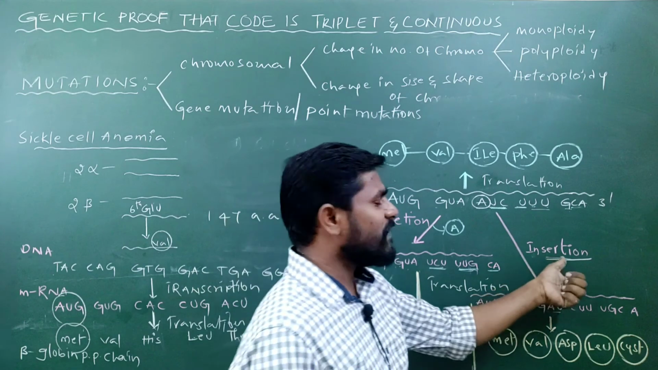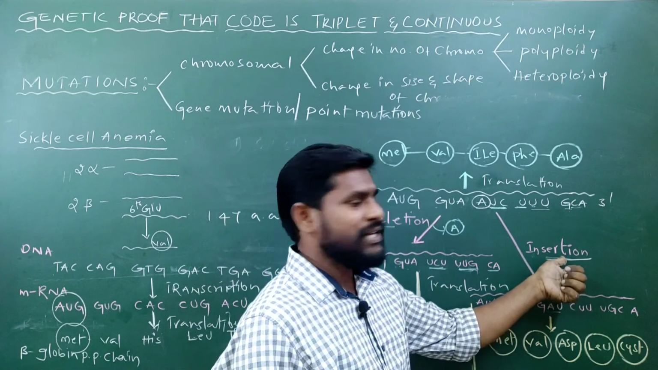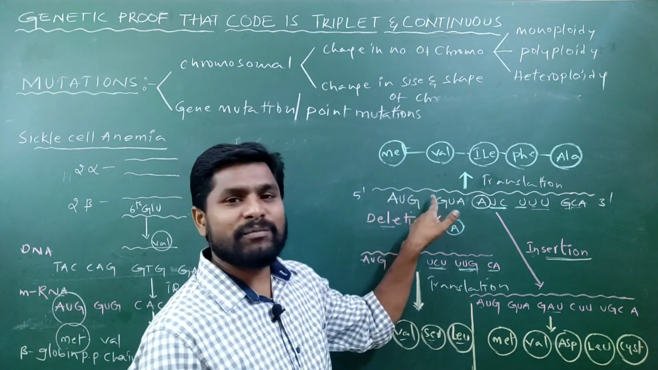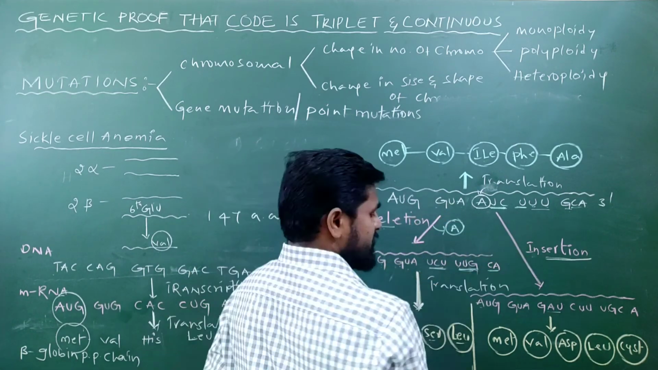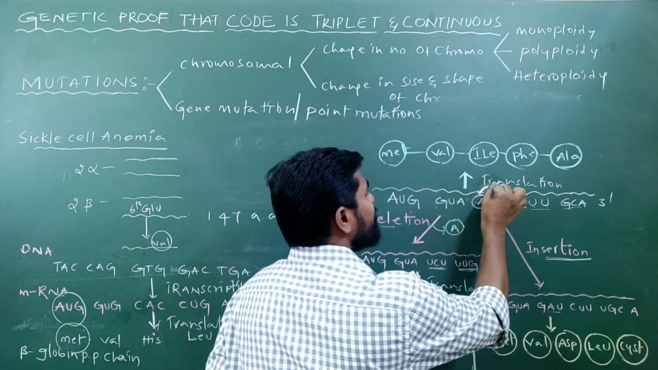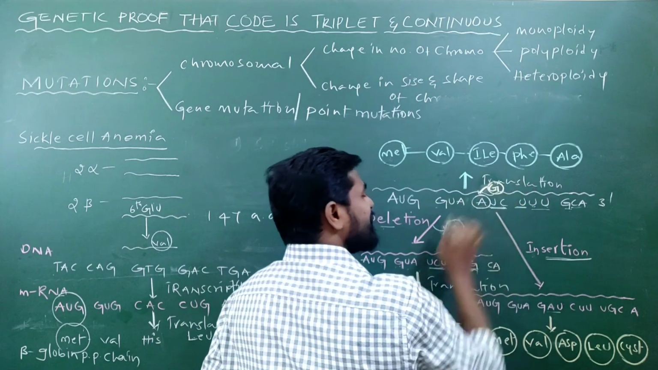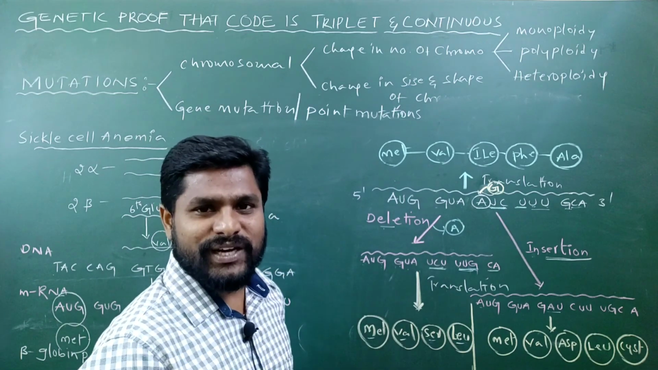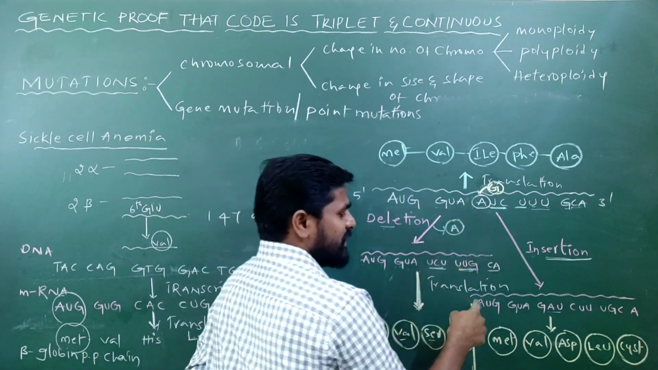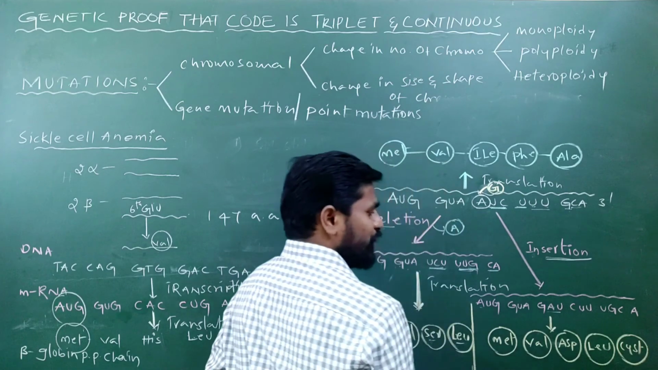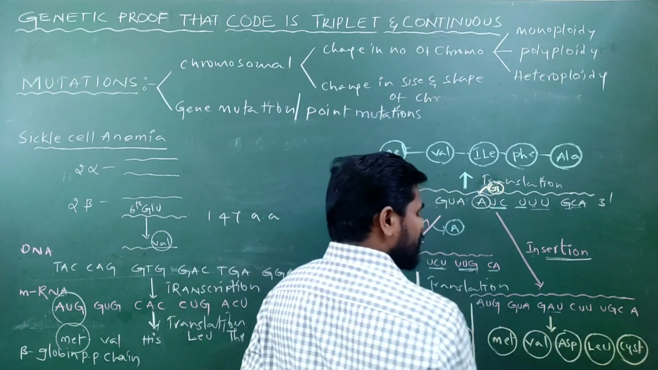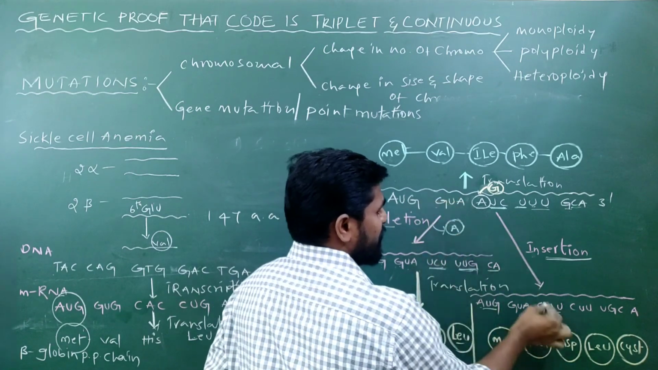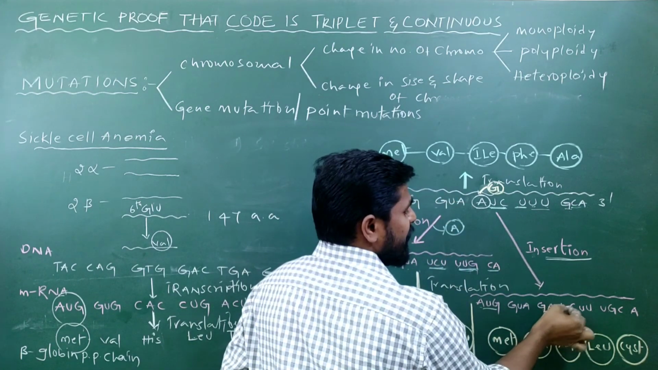Likewise, the insertional frame shift mutations. Here an additional nucleotide gets added to this mRNA molecule due to insertion. Suppose, for example, the nucleotide guanosine gets added before this adenosine nucleotide. Then what happens? The mRNA molecule would have the sequence of triplet codons like this: AUG, GUA, but here you will get a GAU.